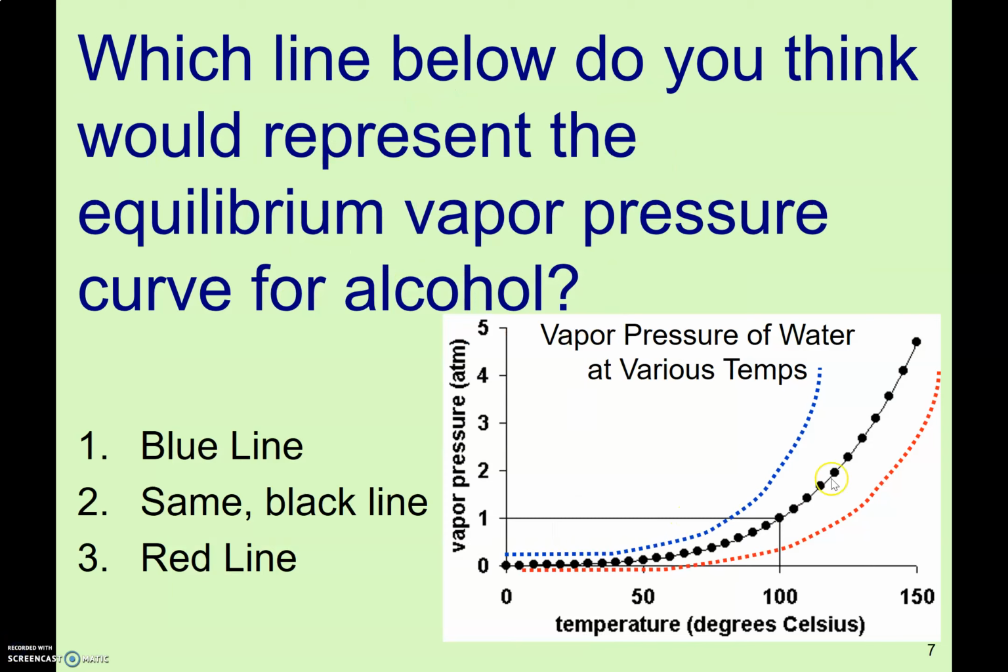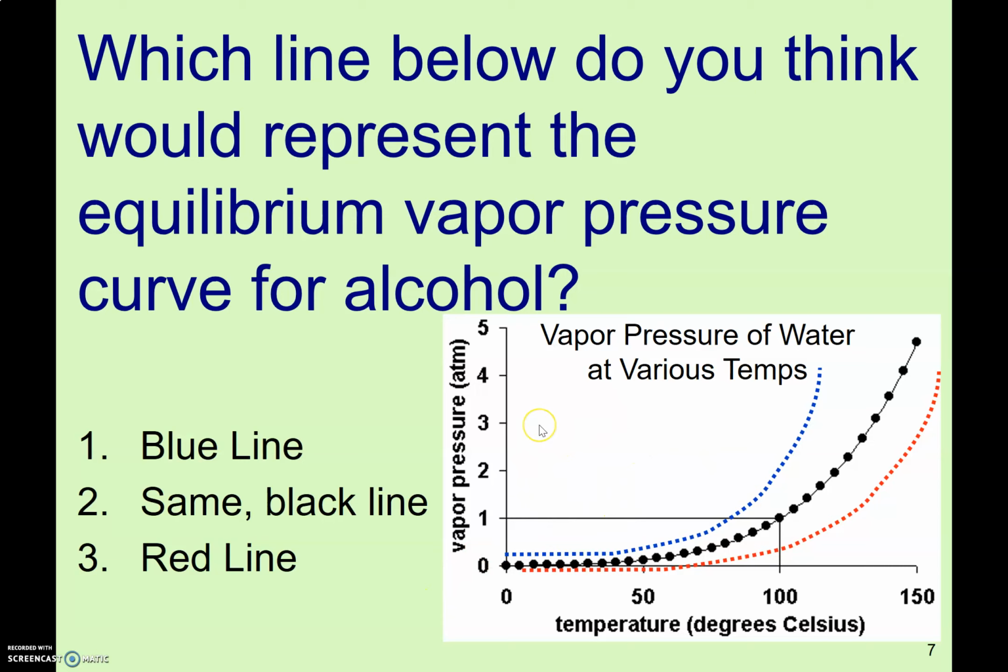So here we have the same graph. The black line is water. And we're asking which curve you would think represents the vapor pressure for, let's say, ethyl alcohol. The answer is either the blue line, the black line, or the red line.